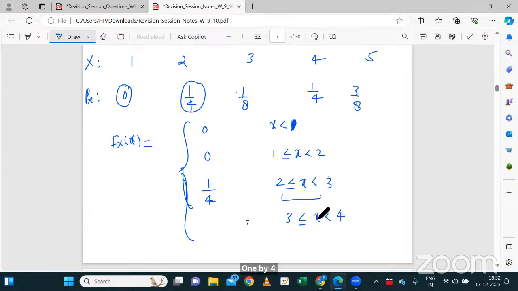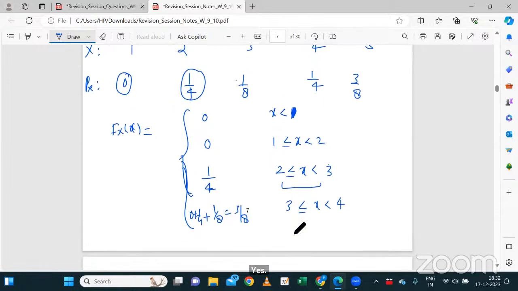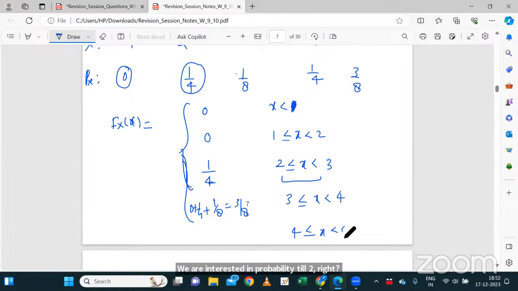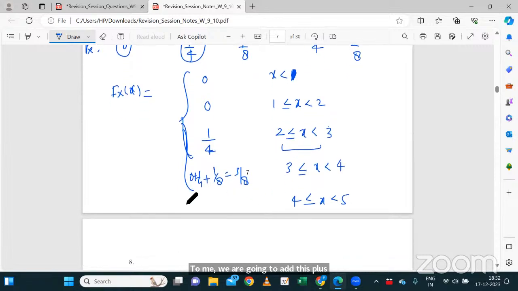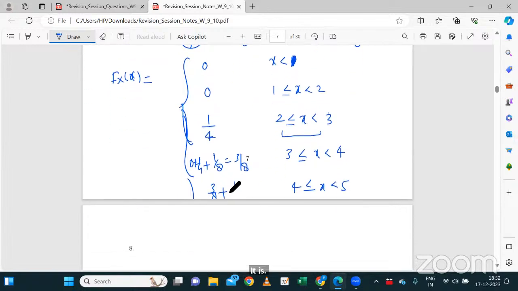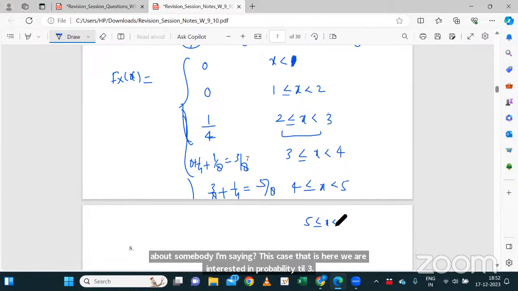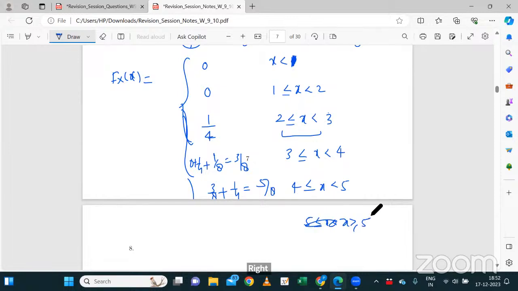Okay. Suppose here we are interested in probability till 3. That is 0 plus 1/4 plus 1/8, which is 3/8. Okay. What about till 4? It will be 3/8 plus this 1/4, which is nothing but 5/8. Correct.